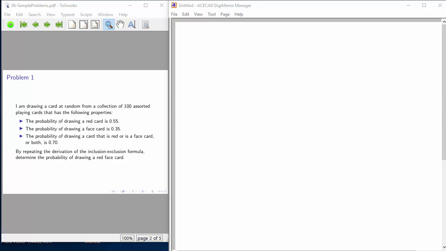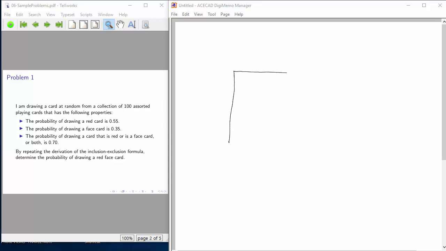The probability of getting a red card is 0.55, of getting a face card is 0.35, and the probability of the union of the two events, that is, getting a card that is either red or a face card, or both, is 0.7. And the challenge is to calculate the probability of drawing a red face card. So this is basically inclusion-exclusion done backwards. You've been given the probability for the union, have to calculate the probability for the intersection.